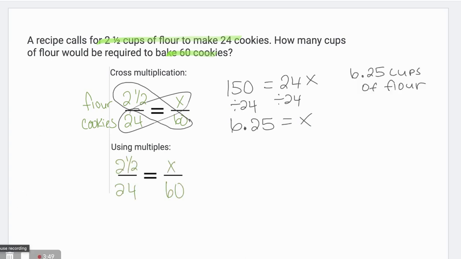If I'm using multiples, I would have the same proportion, and I would say to get from 24 to 60, I need to multiply by 2.5. So I'm going to do the same thing here. So 2.5 times 2.5, and that would also give us 6.25.